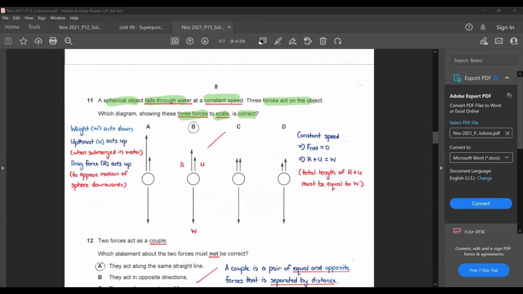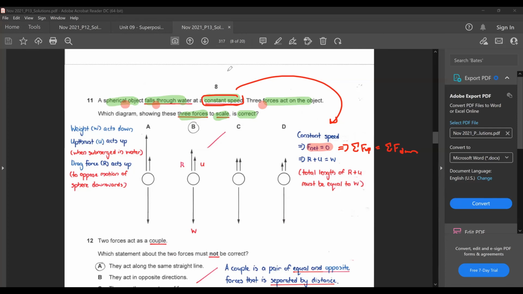So the consequence of something traveling at constant speed, by now you should know it means no net force, which in turn means the sum of upward force is the same as the sum of downward force. Okay, so in our case, we have an object that's falling through water. There are a few forces to consider here. They told you there are three forces, but what are the three forces?